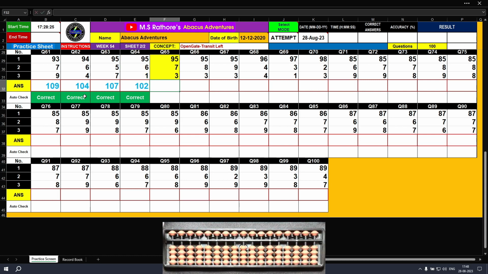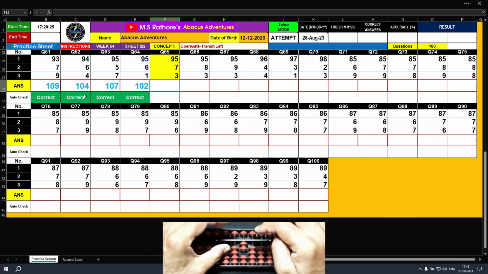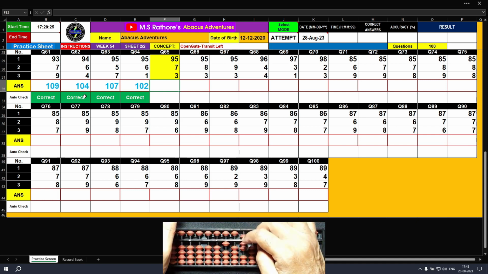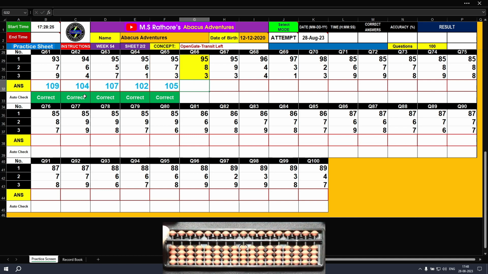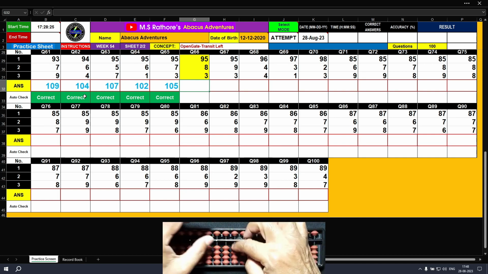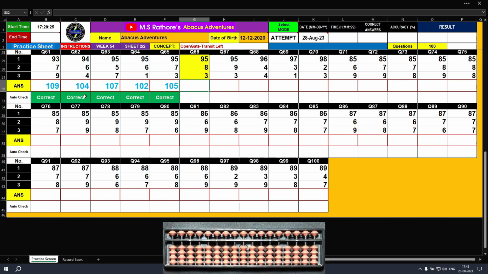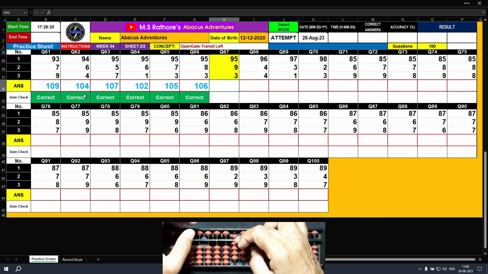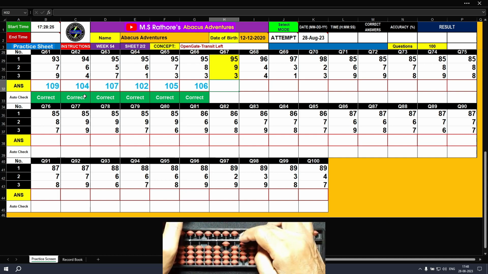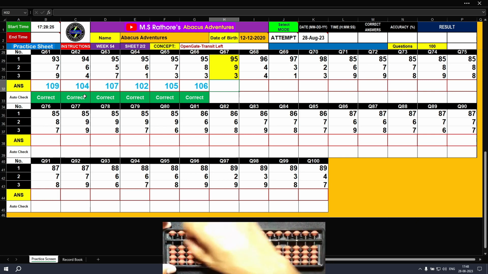Question number 65. Plus 90, plus 5, it's 95. Plus 7 combination, it's 102. Plus 3 small friends, it's 105. Question number 66. Plus 90, plus 5, plus 8 combination, plus 3 small friends, it's 106. Question number 67. Plus 90, plus 5, plus 9 combination, plus 3 small friends. The answer is 107.